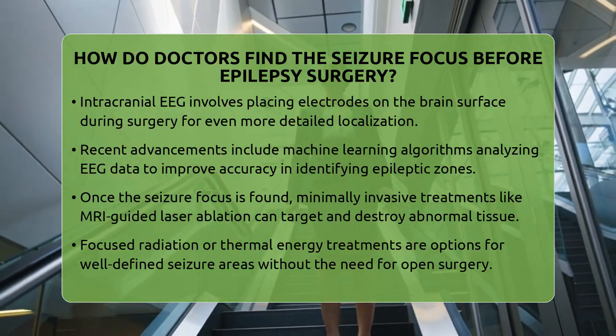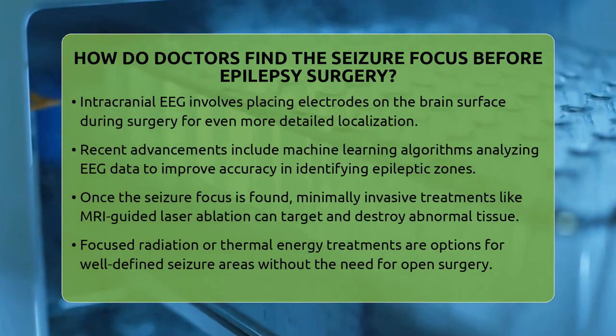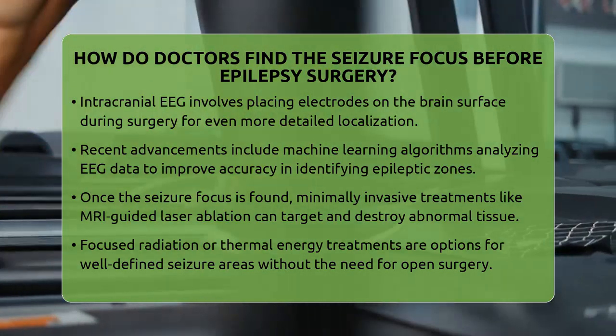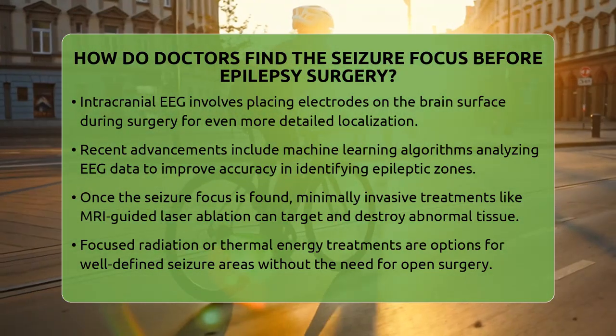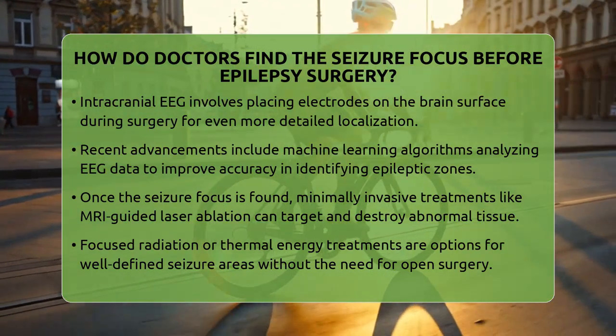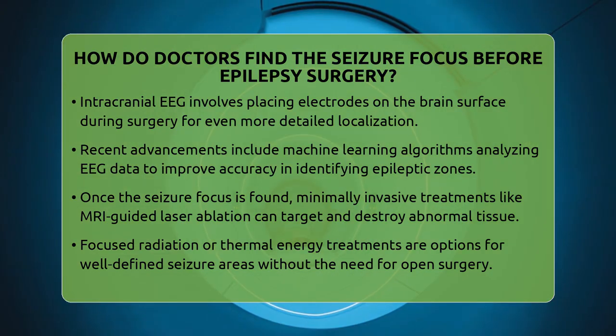Stereo-electroencephalography involves implanting tiny electrodes directly into the brain tissue to record electrical activity from inside the brain. This method provides real-time, high-precision data about seizure onset. Intracranial EEG, similar to sEEG, involves placing electrodes on the brain surface during surgery for even more detailed mapping.